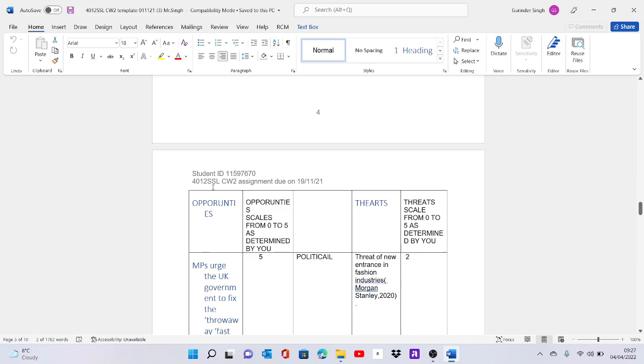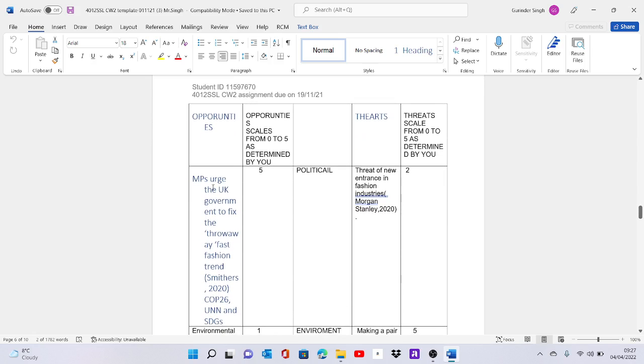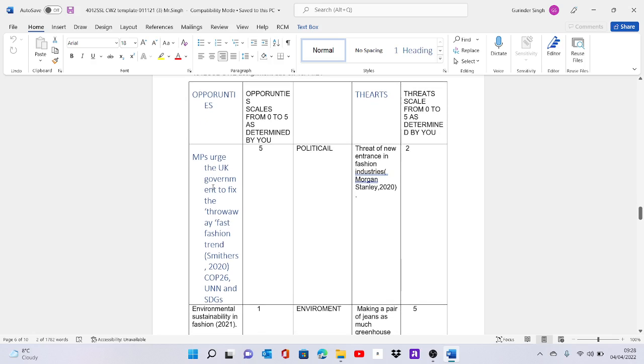Opportunities. MPs urge the UK government to fix the throwaway fast fashion trend. Opportunity scale from 0 to 5 determined by you: 5. In the political factor, a threat is a new interest in fashion industries. Threat scale 0 to 5 as determined by you: 2.